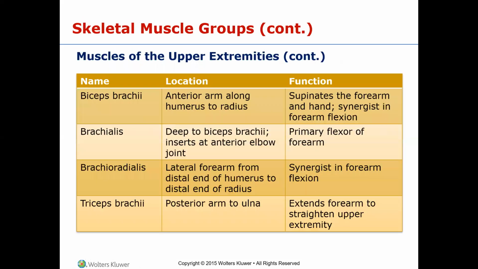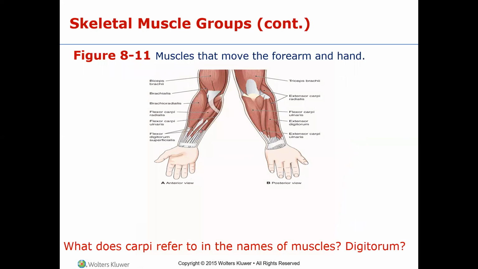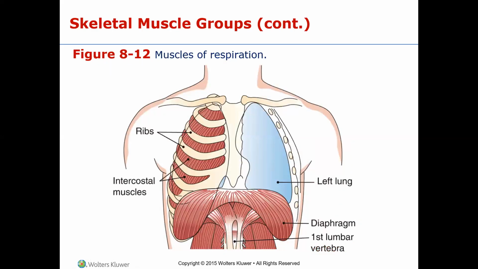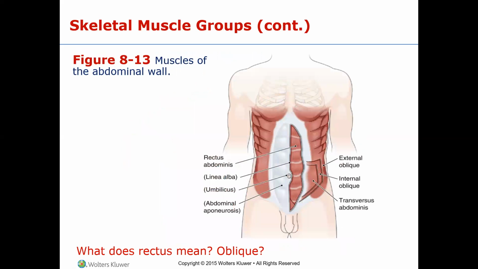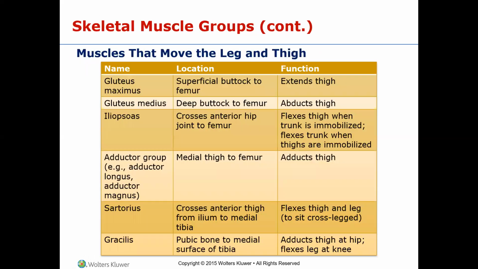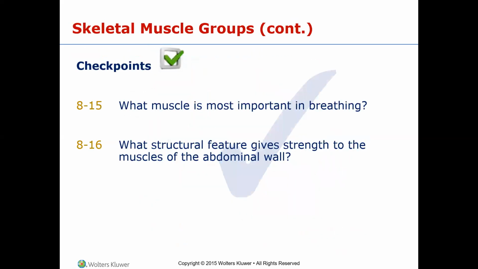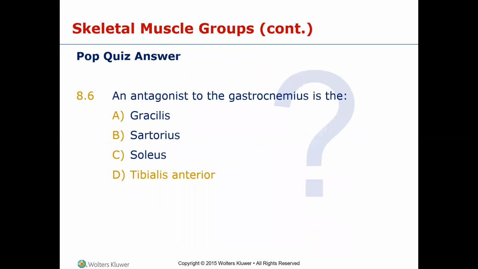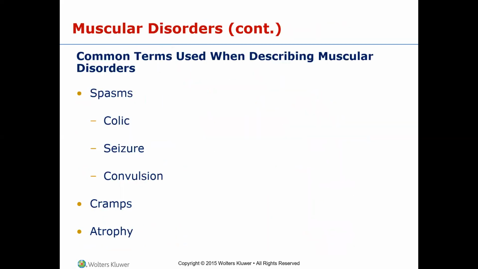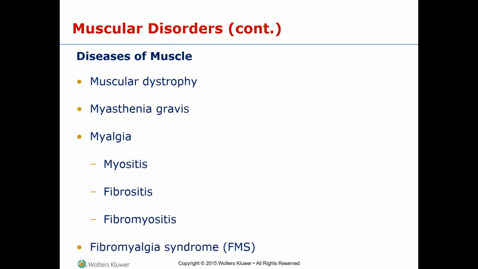So that's it for this chapter. I'm not asking you to know any of the muscles in the forearm or the hand, nor those for respiration, nor, now some of these are in those that you need to know. None of these for the perineum. Okay. So that's about it. You're not responsible for aging, nor any of the muscular disorders.